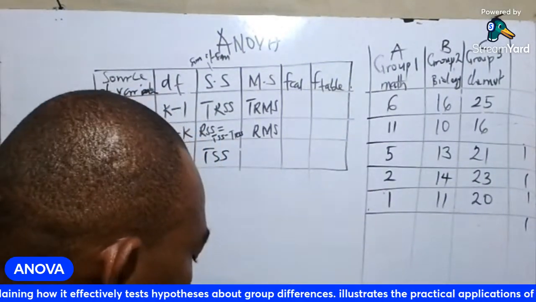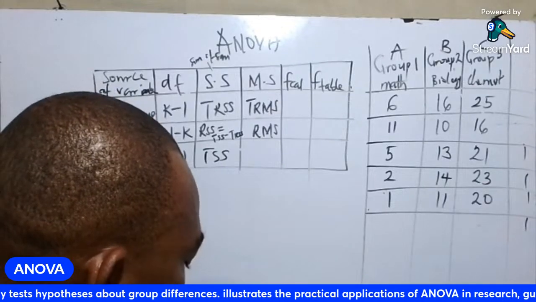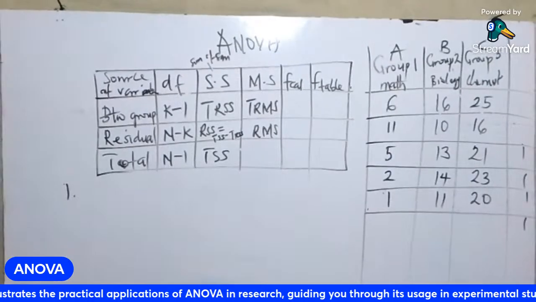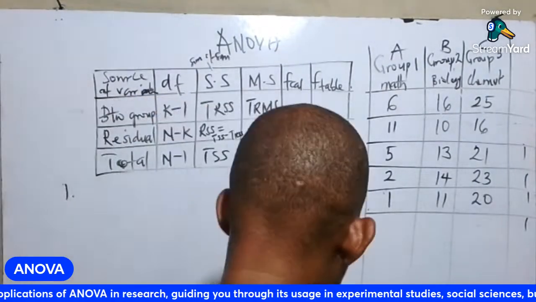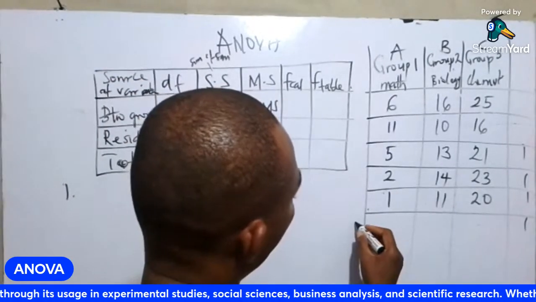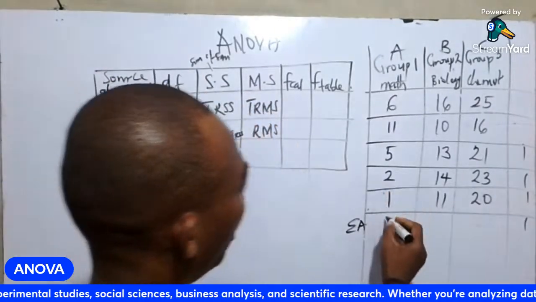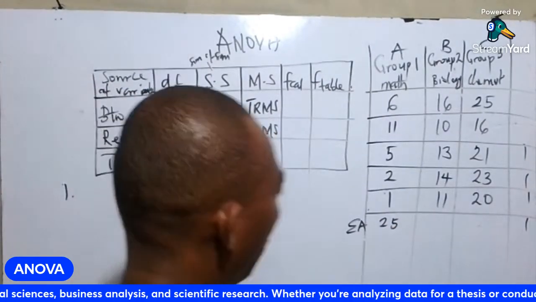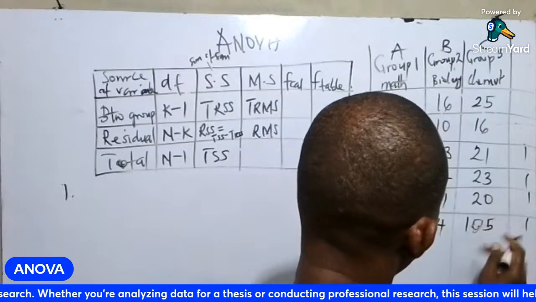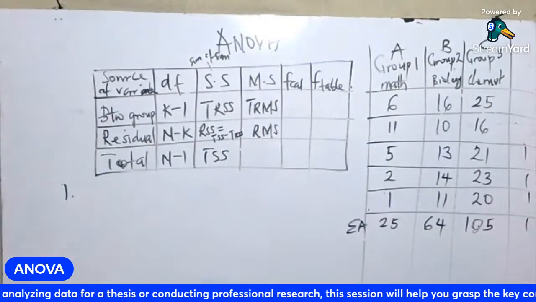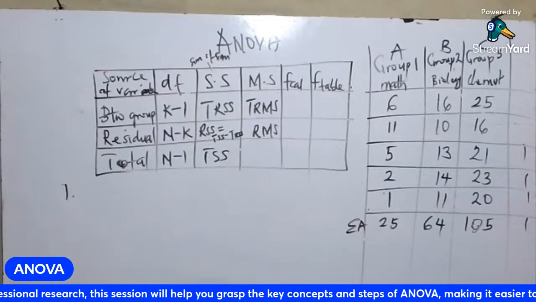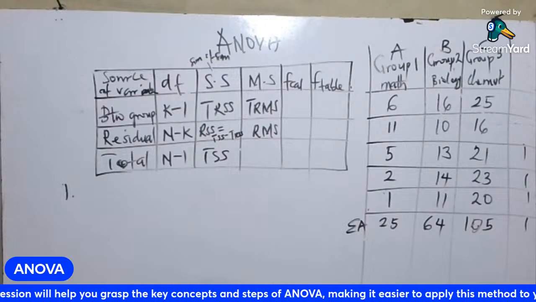6 plus 11 plus 5 plus 2 plus 1. That will give me 25. So we are getting the sum, summation A, which is 25, and summation B is what? 64, and summation C is 105. Can we try that to see if you got the same thing with me? That's the first step. I want comments.